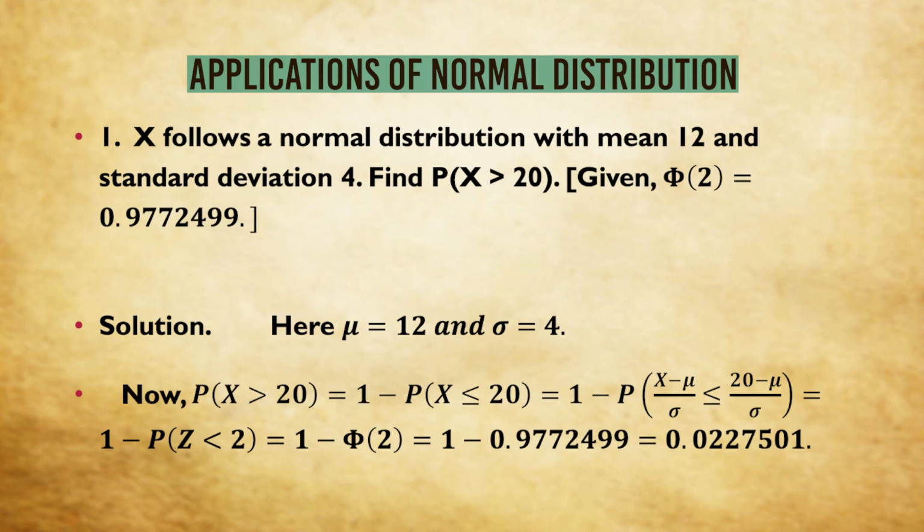So that basically comes out to be 1 minus capital phi of 2. The value of phi 2 is given. So we can easily compute 1 minus capital phi of 2. So now you can see how easily we can find a probability. In the next example also, we can find the probability in a very easy manner.